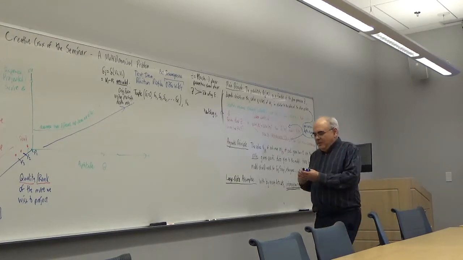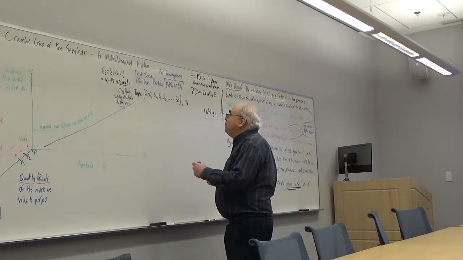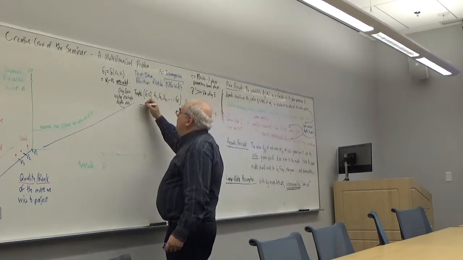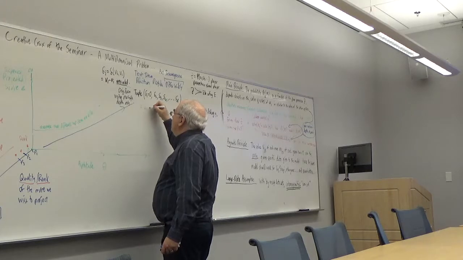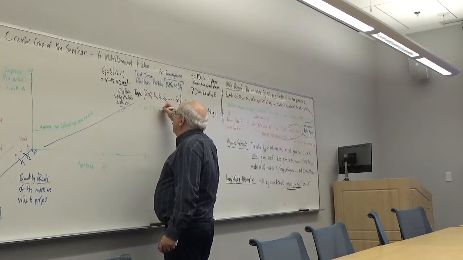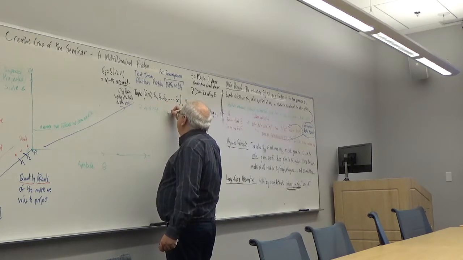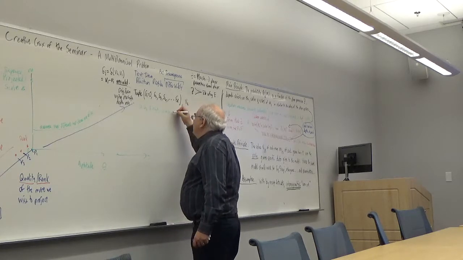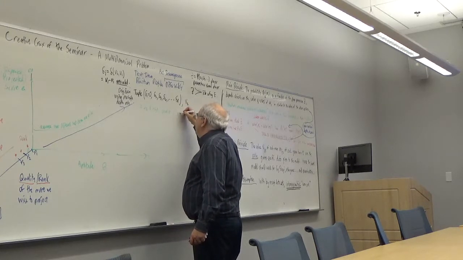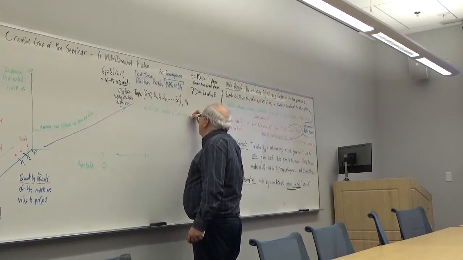Okay, so some things about these profiles. Okay, so if delta 2 is high, the profile says there is one clear-cut answer.